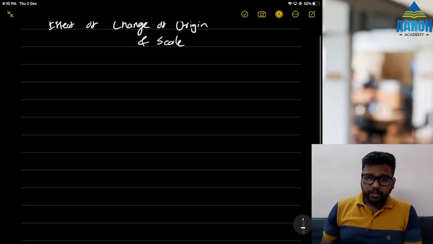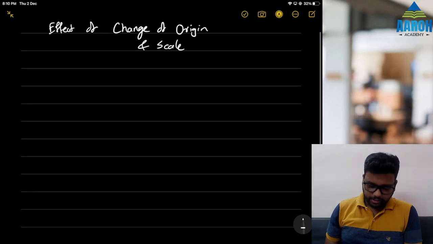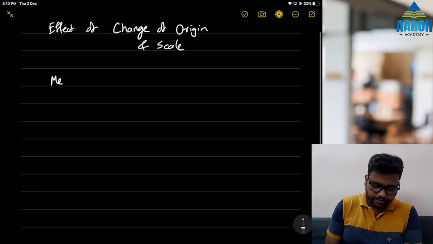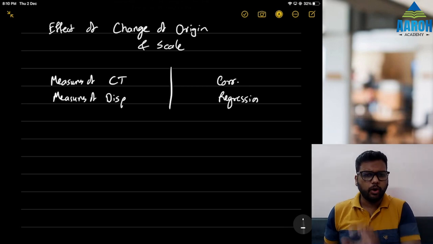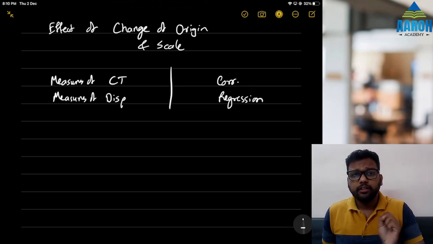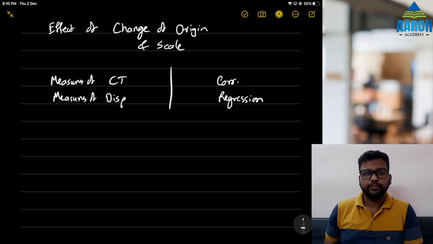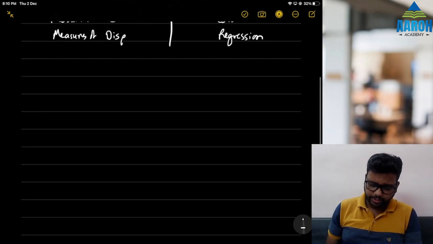So this concept comes in 4 places in our syllabus. One is in measures of central tendency, one is in measures of dispersion, and also in the chapters of correlation and regression. So we are going to see this in all 4 places, how to apply the concept of change of origin and scale. First, let's understand what it is.